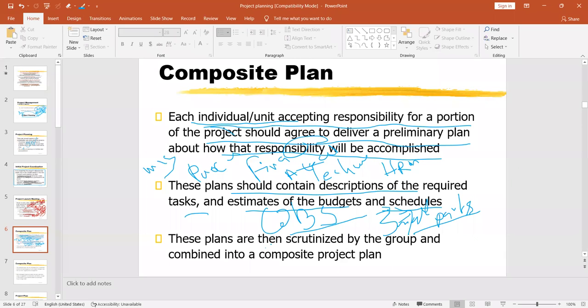Then you have to scrutinize these plans, scrutinize them by the group, and combine them into one plan. All your separate plans will be combined by a group of people, or by the project manager, or by the project team. That will be known as the composite project plan. So simply, the success of a project depends on the work breakdown structure, and then individual plans, unit-based plans, or plans per department. Then a group of project officers under the leadership of the project manager will combine all these plans into one plan, which is known as the composite plan.